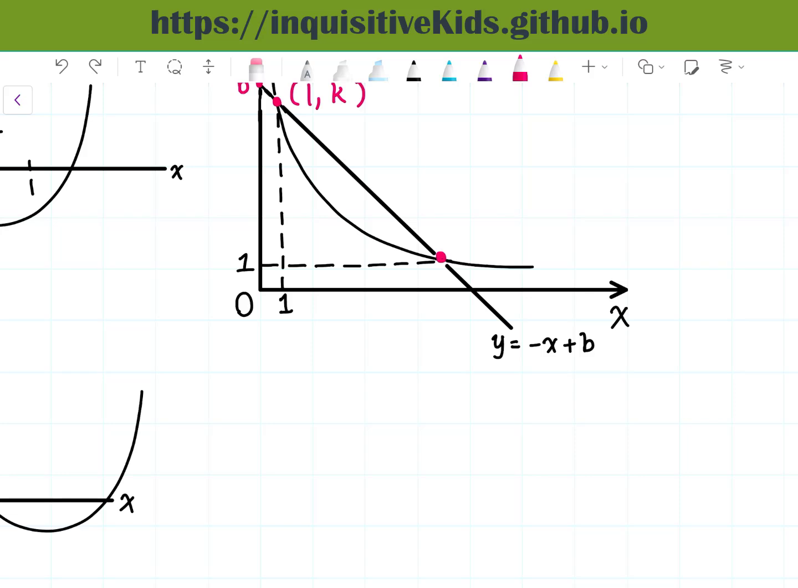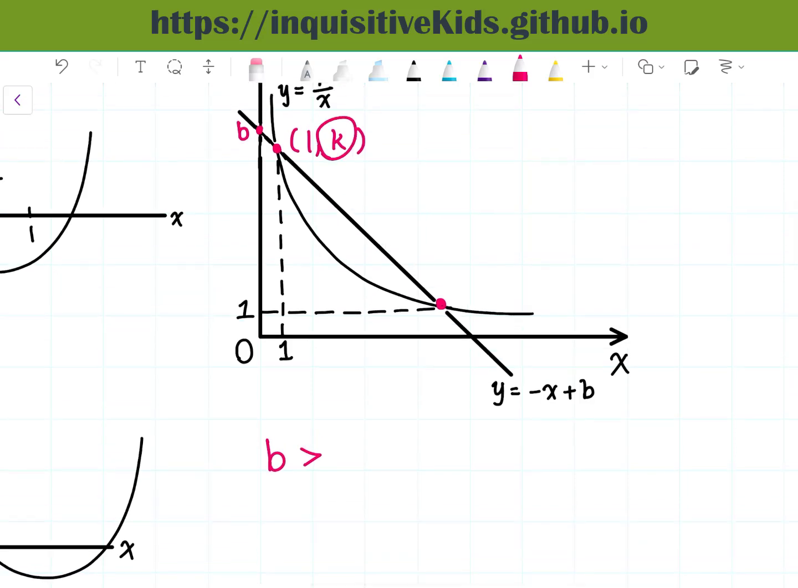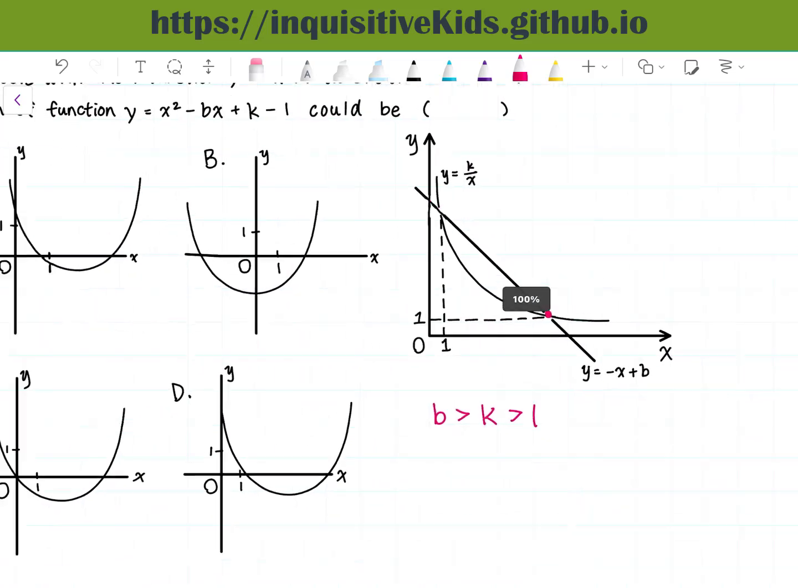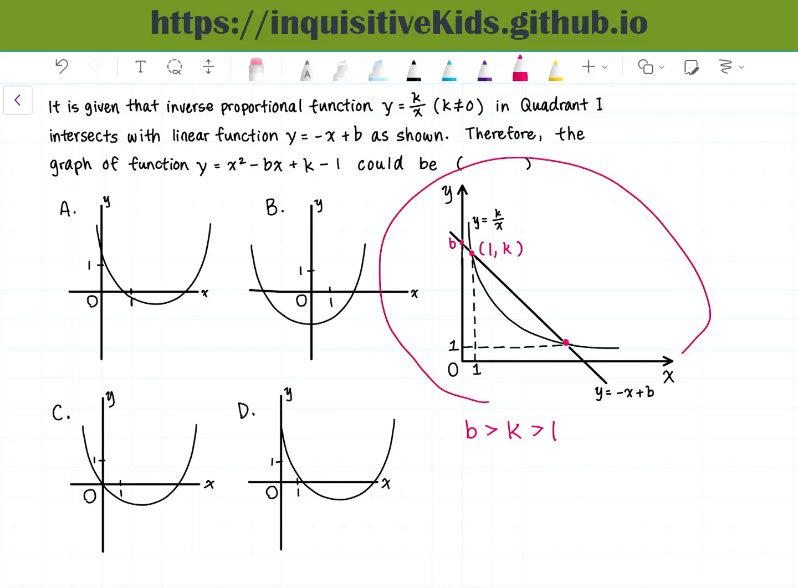So b, we know, is greater than k. It is above k right here. Is greater than k, and they're both greater than 1. So we can start by making observations and forming some basic relationships that we see. This is actually super crucial when solving this problem. Now that we have made lots of observations off of this first graph, let's go ahead and observe the choices.